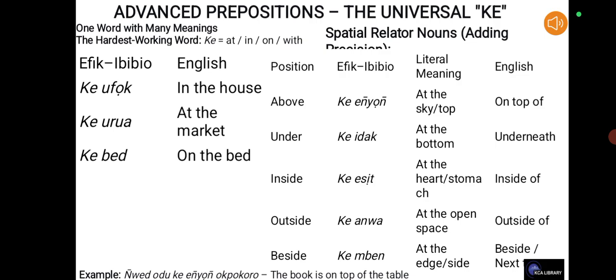Esit means inside, so ku esit yufok means inside the house. ISO means front, so ku ISO yufok means in front of the house. Yufon means back, so ku yufon yufok means behind the house. So the formula is ku plus relator plus noun. Enwed odiyu ku enyon okpokoro tells you exactly where the book is. Without enyon, ku okpokoro would be vague and could mean at the table. Learning this relator stops confusion and makes your directions and descriptions precise, which is key for advanced speaking.